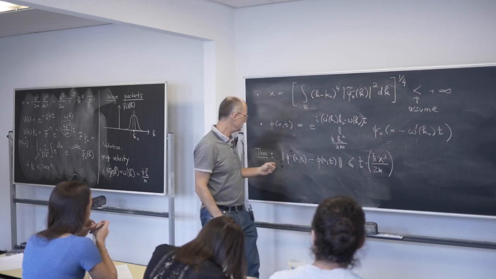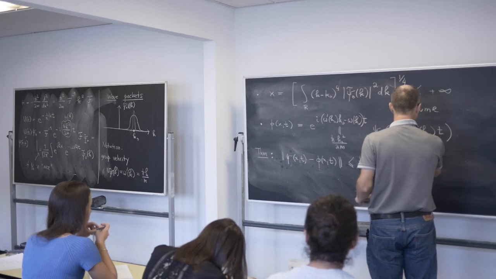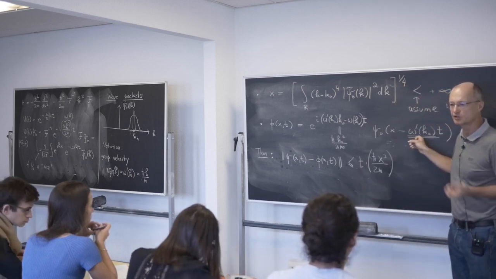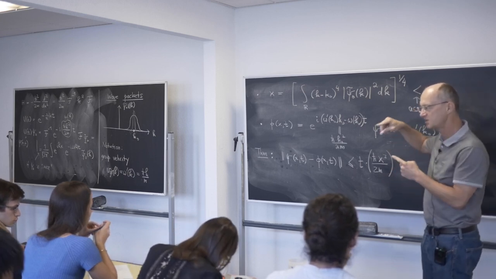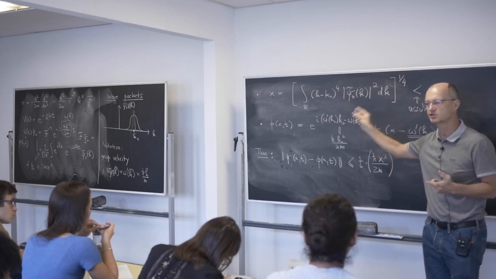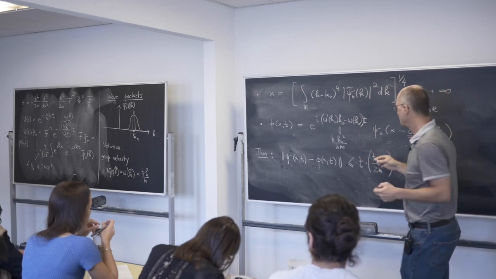So actually, this theorem is a justification for introducing this group velocity. It's a strange thing, right? We saw that the phase is traveling with the phase velocity. The phase goes with the velocity which is twice smaller.